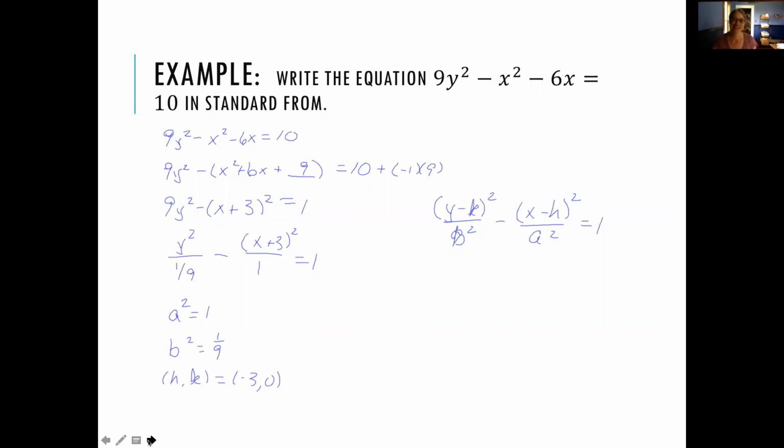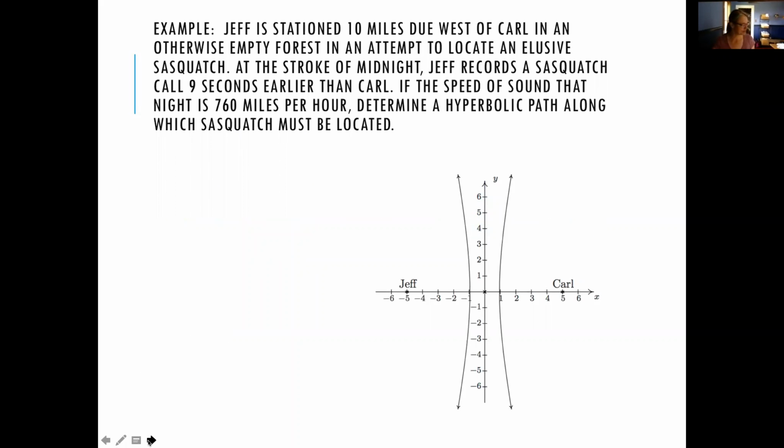All right, let's do one last example because this one's kind of fun. So Jeff and Carl are out hunting Sasquatch. And Jeff is 10 miles west of Carl in an otherwise empty forest. At the stroke of midnight, Jeff records a Sasquatch call. Carl does too, but Carl records his Sasquatch call 9 seconds later. Sorry, yes, that is correct. Jeff hears the Sasquatch first.